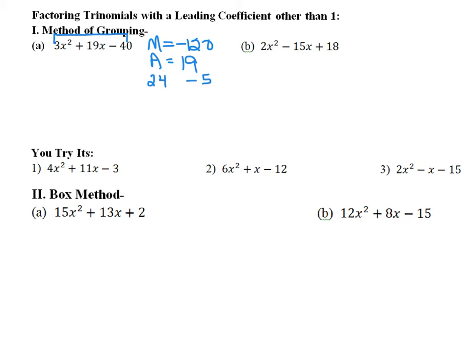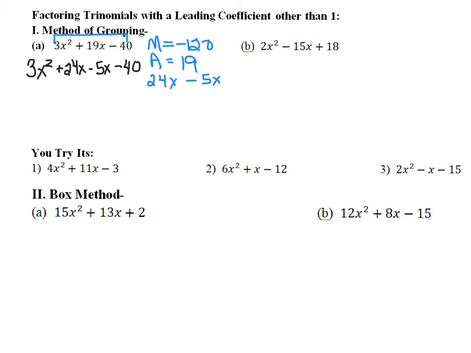Once I find the correct combination, I'm going to put an x next to each of them. This becomes the middle two terms that I actually would have had when I multiply my two binomials using FOIL. So I'm undoing FOIL right now. I'm going to go back to my original problem, and I'm going to keep the first term, 3x squared. I'm going to keep the last term, negative 40. And I'm going to replace 19x with 24x and negative 5x. Now it wouldn't matter which order I put those two middle ones in.